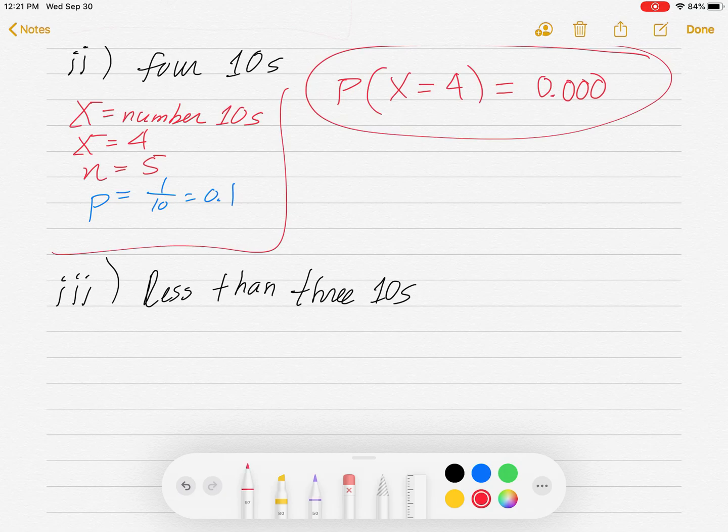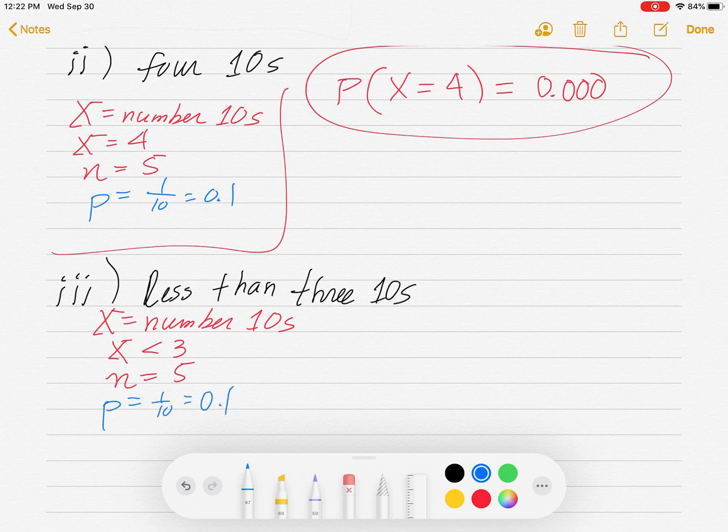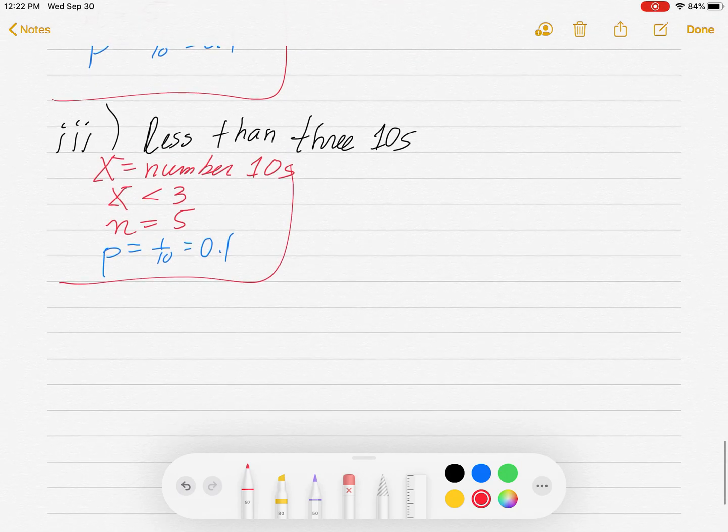Okay, so the situation is I'm rolling my die 5 times. What's the probability I'm going to get less than 3 tens? So remember, x is the number of tens. So we want our x to be smaller than 3. Of course, we have 5 trials, you're rolling this die 5 times, and your probability of success on just a single roll is going to be 1 in 10, 0.1.